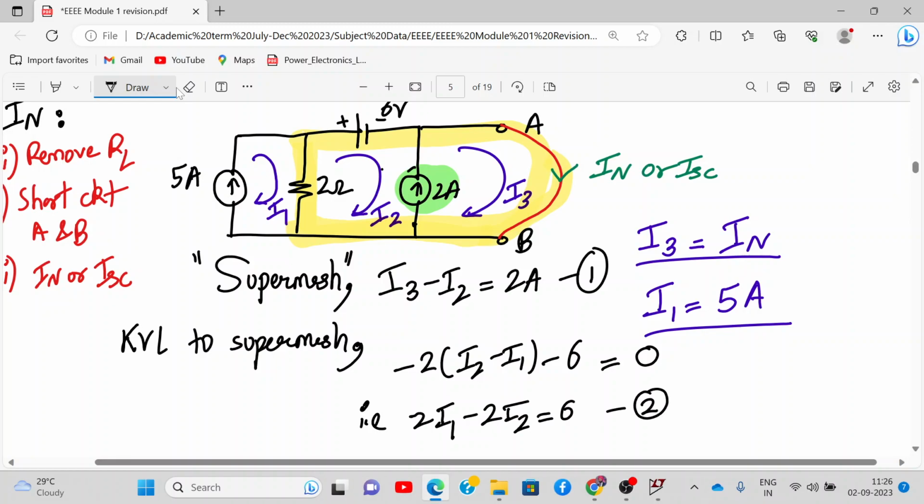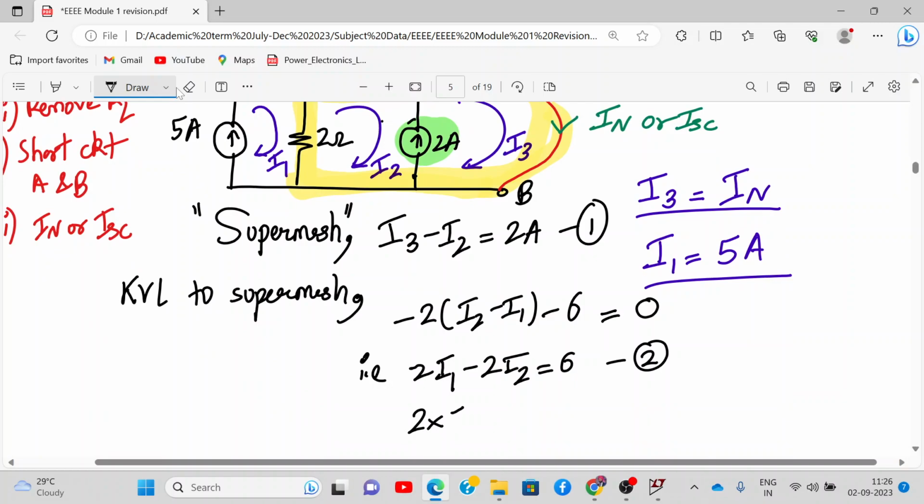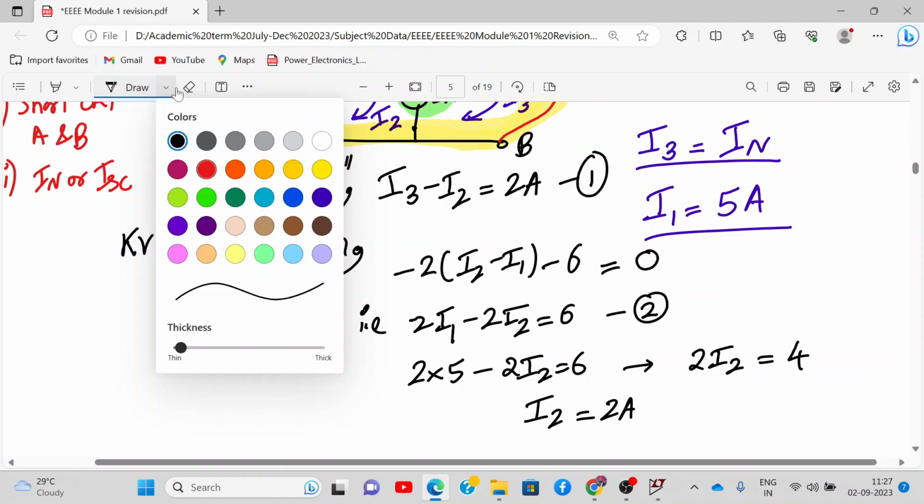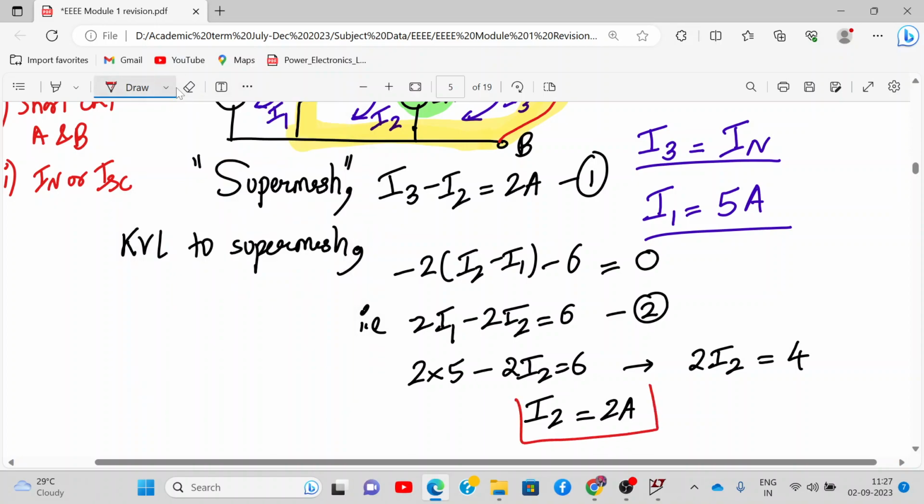So solve. I1 is known to you, right? 2 into 5 minus 2 I2 is equal to 6. So how much is 2 I2? Equal to 4, right? And how much is I2 then? Equal to 2 ampere. No need to solve the mesh also. Directly we got the answer I2.